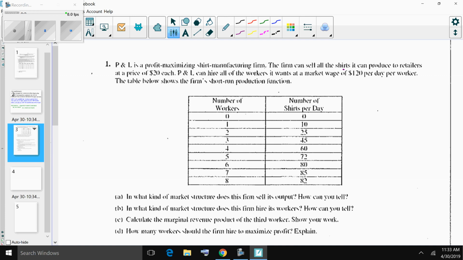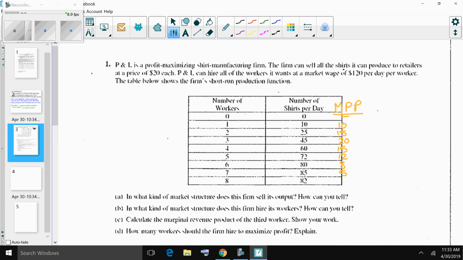We have the number of workers and we have the total number of shirts. Let's add our MPP, our marginal physical product, how much each worker gave us. When we went from 0 workers to 1 worker, we added 10 shirts. From 1 worker to 2 workers, we added 15 shirts. Then we went from 25 to 45, so we added 20 shirts. 45 to 60, we added 15. 60 to 72, we added 12. 72 to 80, we added 8.